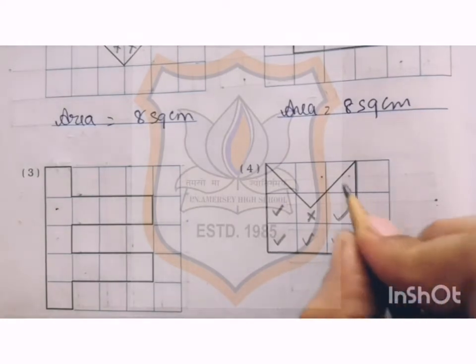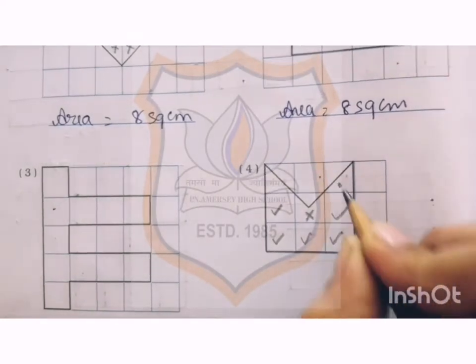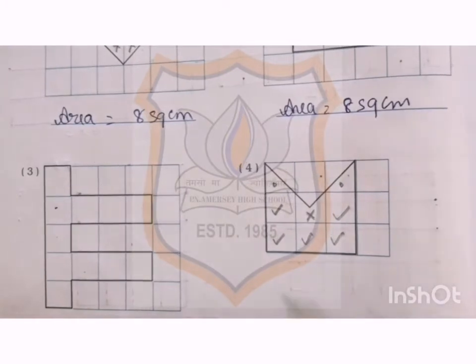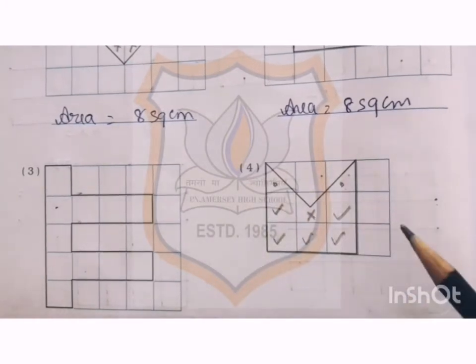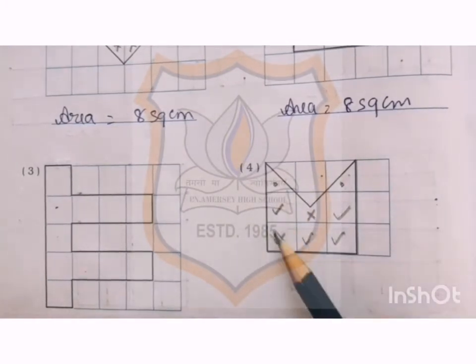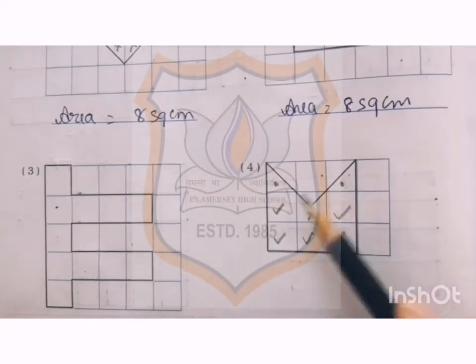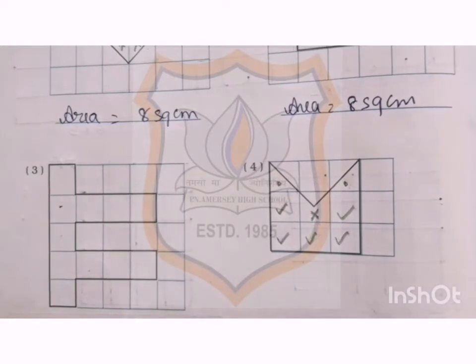And there are 2 half squares. We will put a dot here. So there are 2 half squares. As you can see in this figure, there are 1, 2, 3, 4, 5 whole squares, 1 more than half square and 2 half squares. Now we have to calculate the area of the shape.